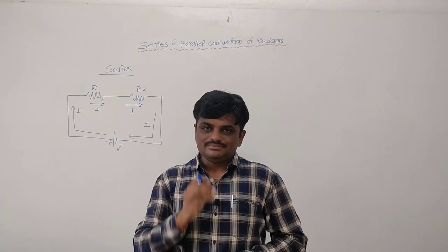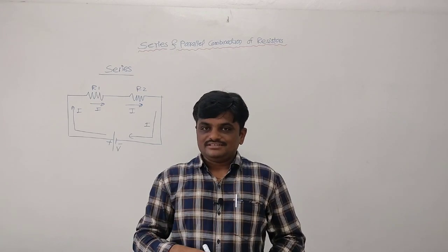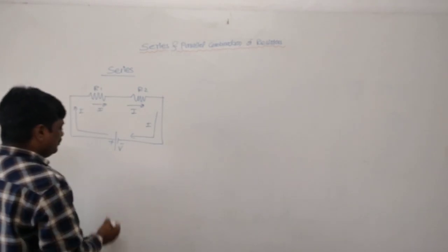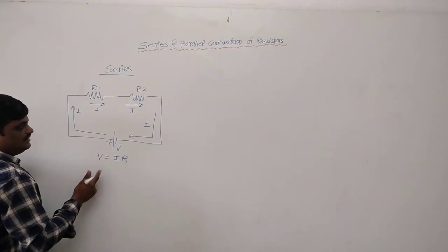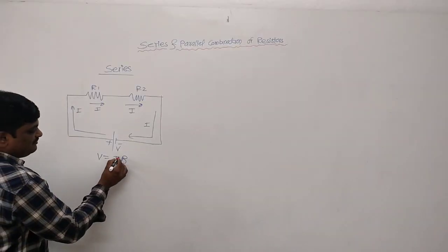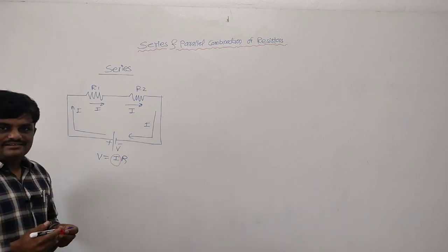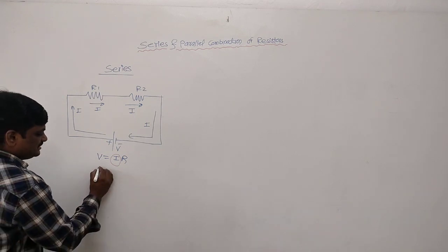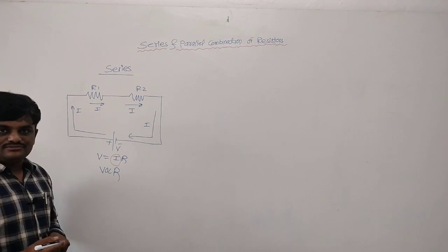So in series combination current is same while the potential will be divided. So how to calculate this potential? You know the basic Ohm's law, V is equal to IR. In series combination the current flowing through the resistors is same, so we can treat it as a constant. Hence in series combination, voltage across a resistor is directly proportional to its resistance value.